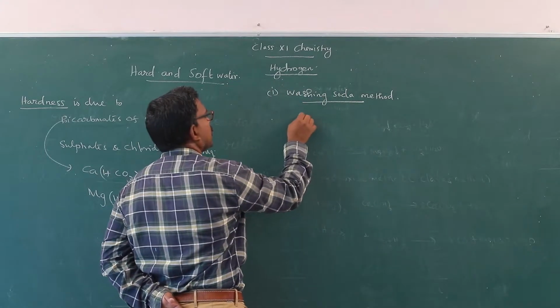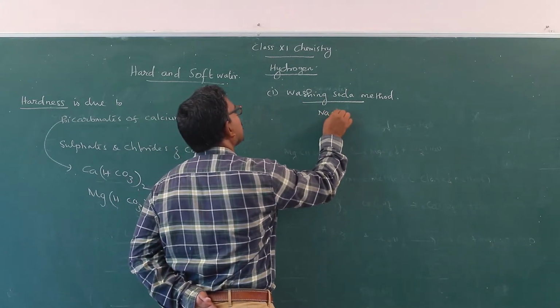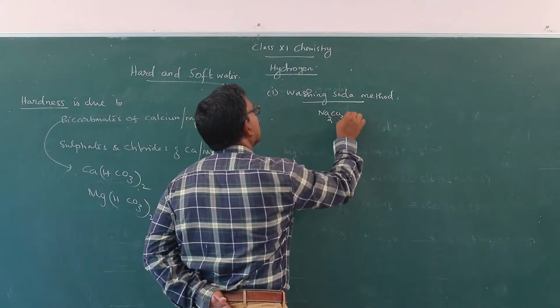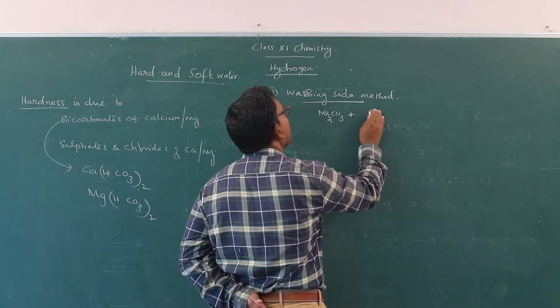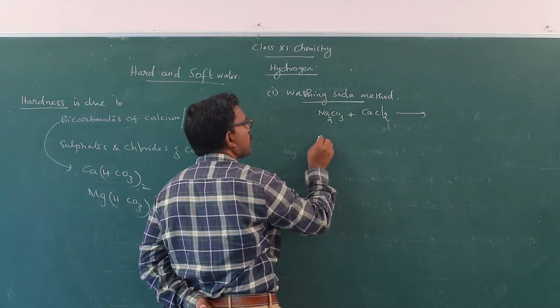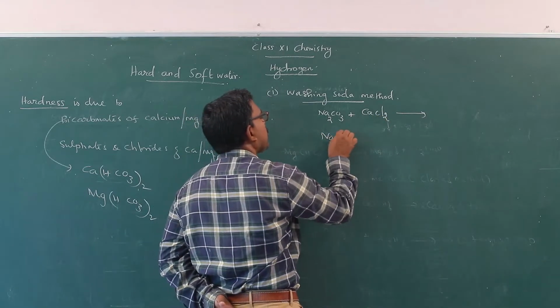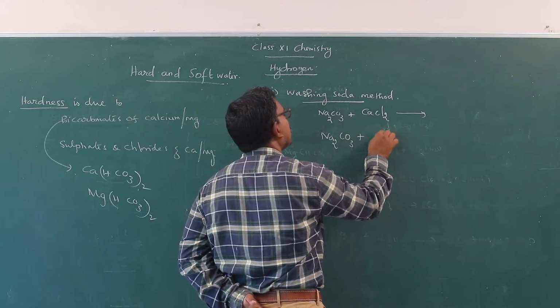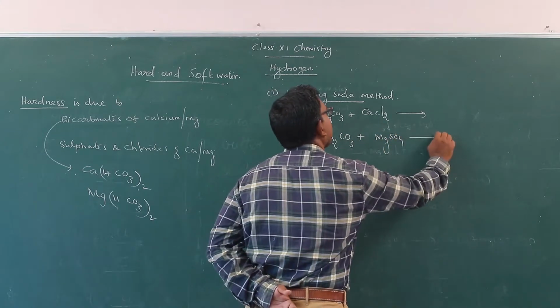Washing soda, that is sodium carbonate, is treated with hard water containing salts, calcium chloride. Sodium carbonate is treated with magnesium sulfate.